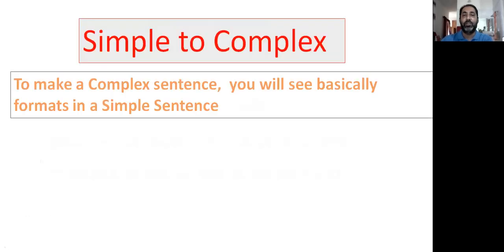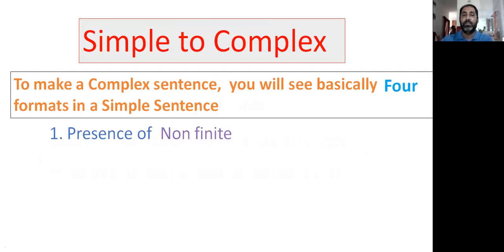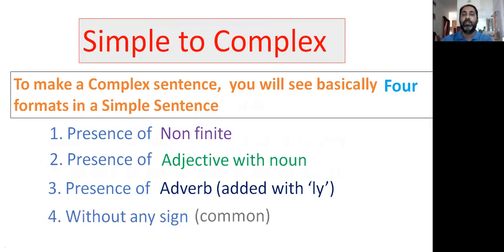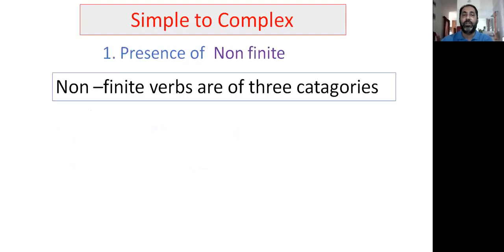Okay, dear students, now look here. To make a complex sentence, you will see basically four formats in a simple sentence: presence of non-finite, presence of adjective with noun, presence of adverb, and adding with li without any sign. This is common. Dear participants, now I am going to discuss presence of non-finite.